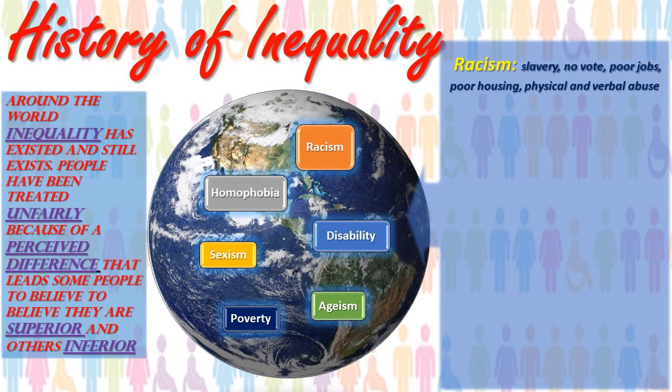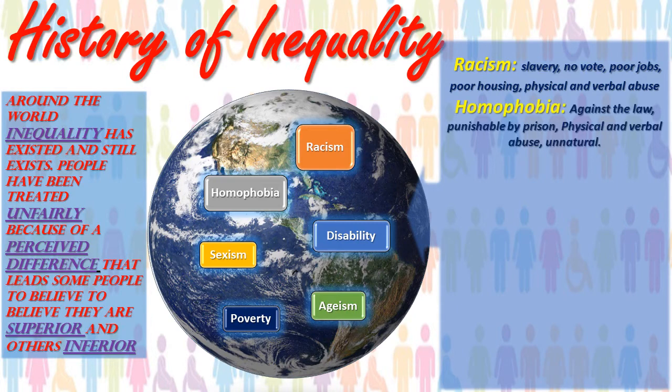So racism, if you look back in history, you see slavery. Black people weren't allowed to vote. They were given access to very, very poor jobs, poor housing, and suffered physical and verbal abuse, and in many cases death as well, simply because of the colour of their skin.